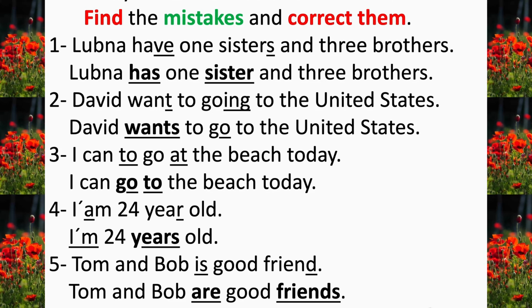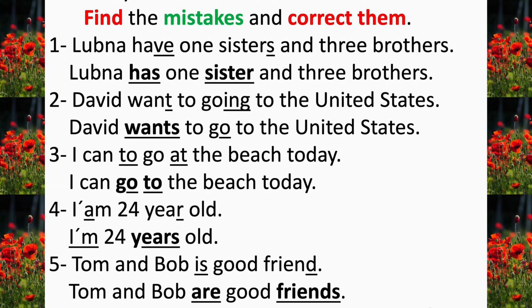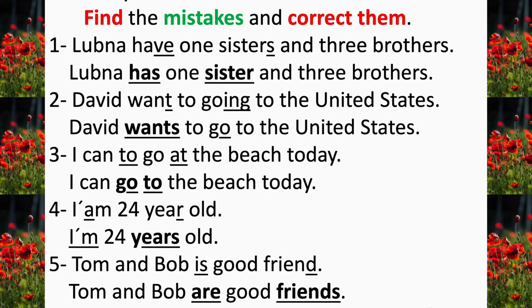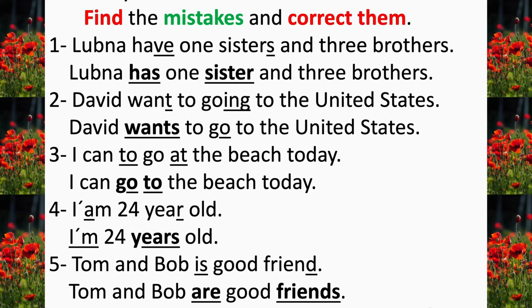The last example, Tom and Bob is good friend. We have plural form here, the verb in the plural and the noun in the plural. So, Tom and Bob are, not is, good friends, not friend. So that's the end of this revision. I hope you enjoyed it and learned a lot of things.